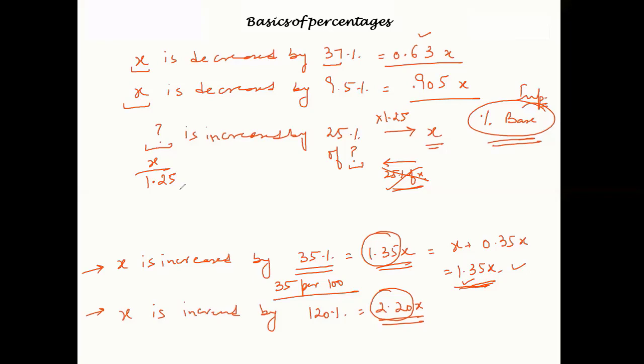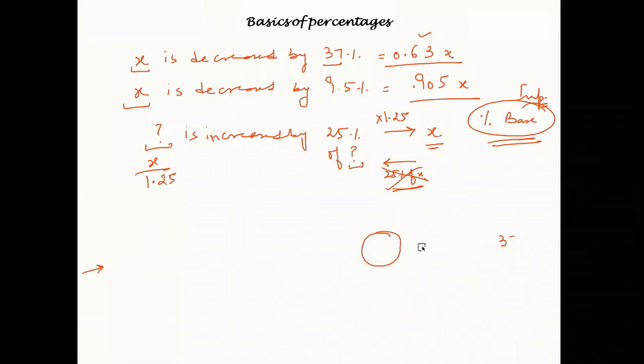So to go from the left to the right, you multiply by 1.25. To come back from right to left, you will have to divide by 1.25. I hope you are able to understand this concept. I'll take another example of the same.